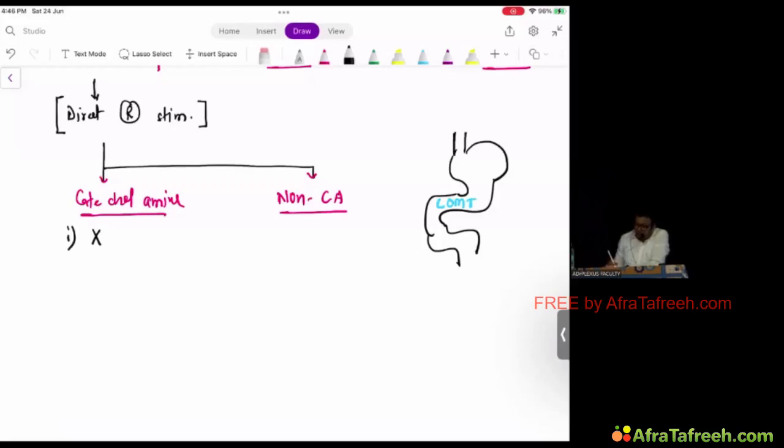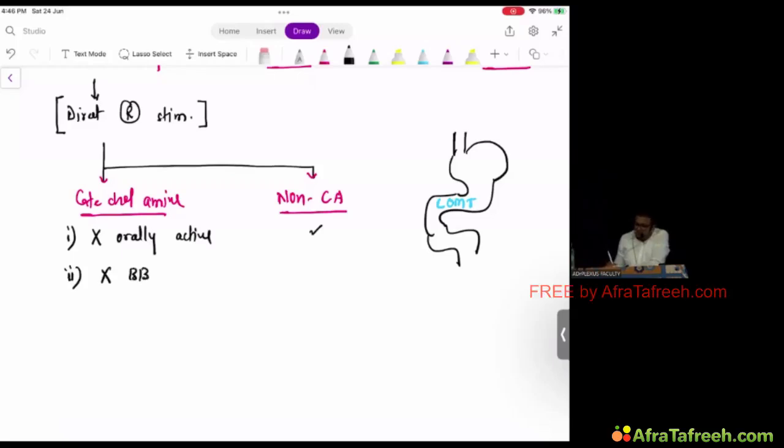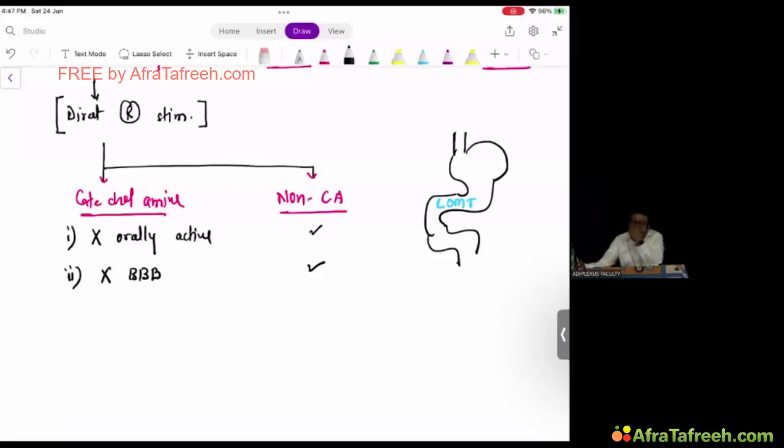So that means catecholamines cannot be given by which route? Oral route. So they are not orally active, while non-catecholamines can be. And catecholamines cannot cross blood-brain barrier, while non-catecholamines can. So these are the 2 points. Catecholamines cannot be given by oral route. They all will be parenteral. We will have to bypass GIT and they will not enter CNS. They cannot cross blood-brain barrier.